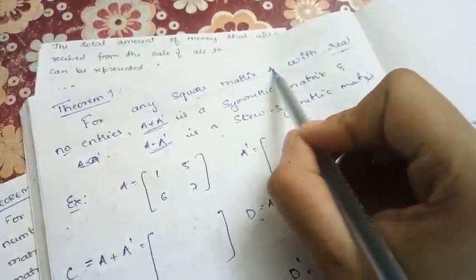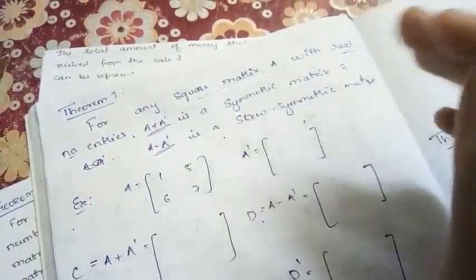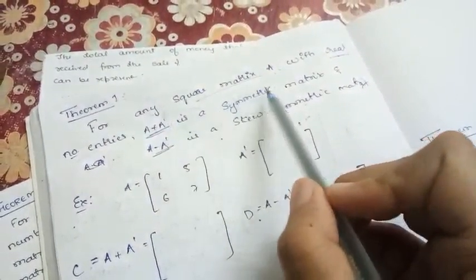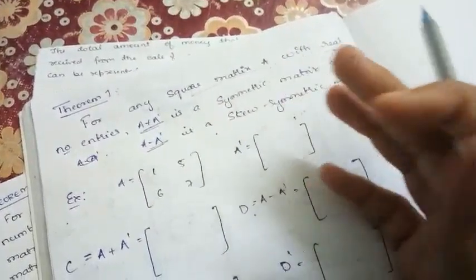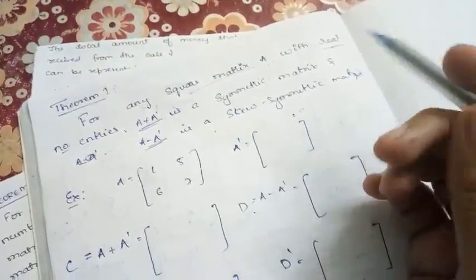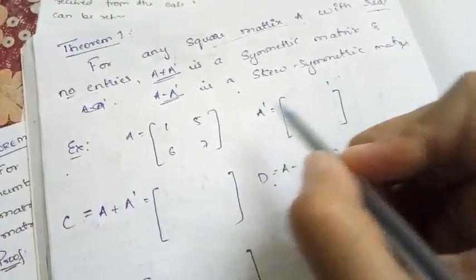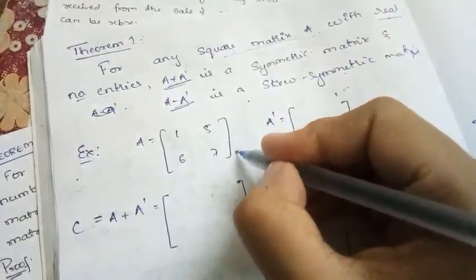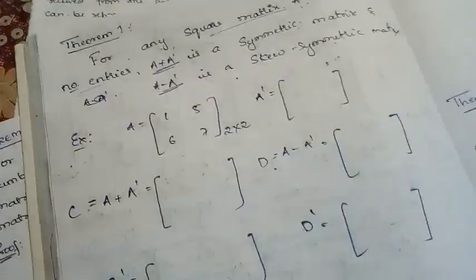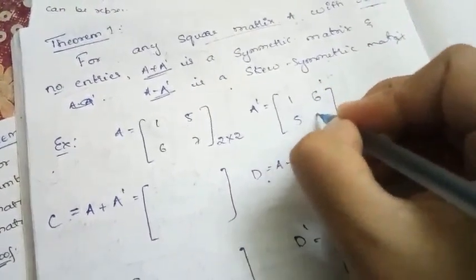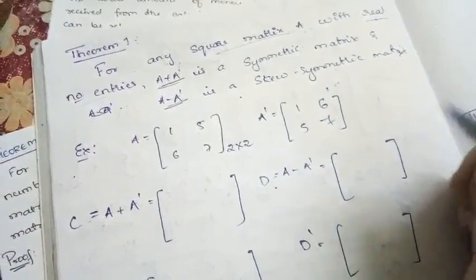So they have given a matrix A which is a square matrix and the entries of that matrix are real numbers. Then A plus A prime is a symmetric matrix and A minus A prime is a skew symmetric matrix. So let us go with the example before going through the proof. Once you understand the example, then the proof will be easier to carry out. So I have considered here a 2 cross 2 matrix for our example. So what is the A transpose? It is nothing but 1, 6, 5, 7. Rows and columns are interchanged.